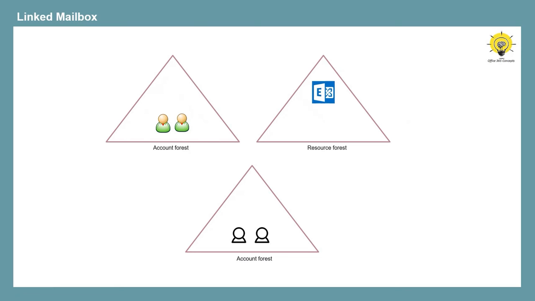So in this model, the user account that will access Exchange services will remain in the account forest, and we create disabled user accounts for the same users in the resource forest where Exchange Server is deployed. And this disabled user account is associated with the linked mailbox. So if we go by definition, a linked mailbox is a mailbox that is associated with an external account. In this type of model, we create a one-way outgoing trust so that the Exchange forest can trust the account forest.